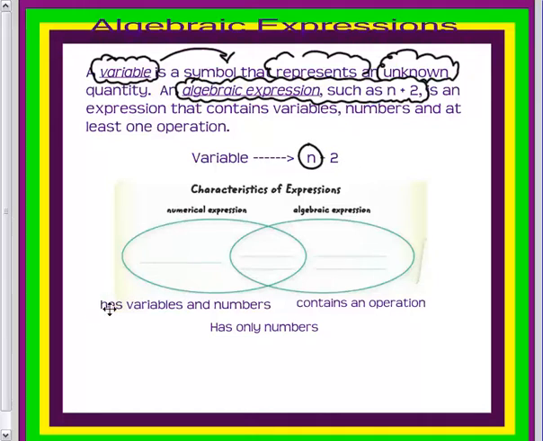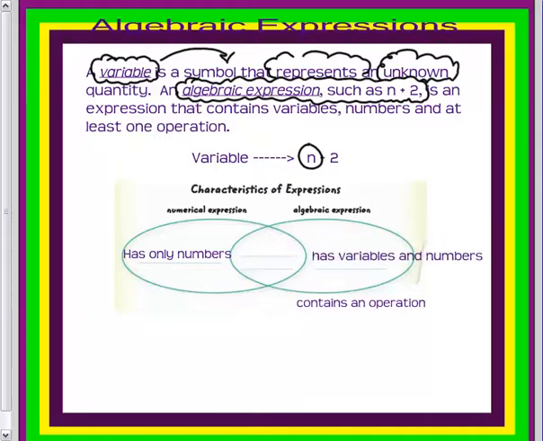All right, so characteristics of expressions. If we have a numerical expression, it has only numbers. Okay, so only numbers. If we have an algebraic expression, it has variables and numbers. And both of them contain an operation. Okay? All right, so pause the video, make sure you have that all written down for me.